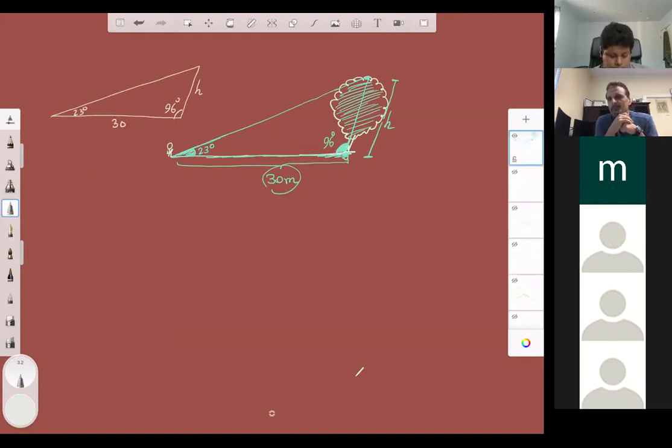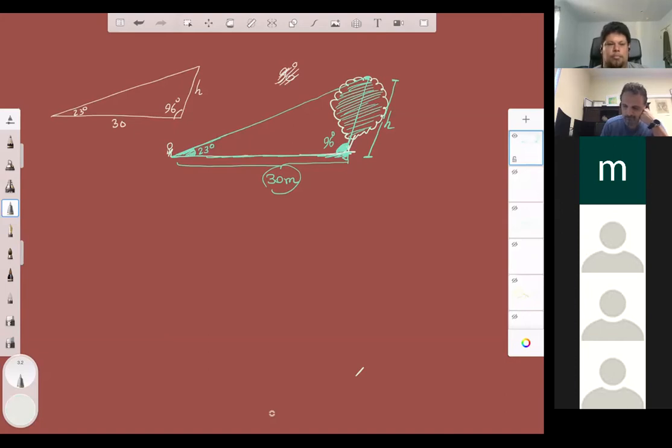Can I use the Pythagorean theorem? No, correct? I mean, this is 96 degrees. You wish we had 90 degrees. If we had 90 degrees, life would be much easier. So because it's not a right triangle, we have one formula, which is the law of sine.